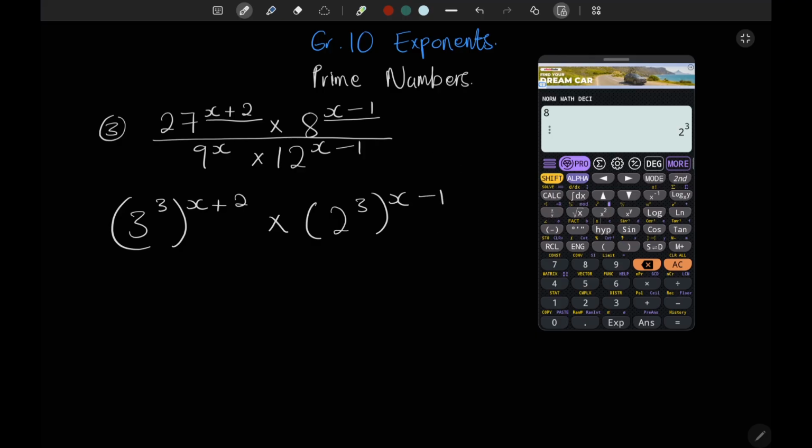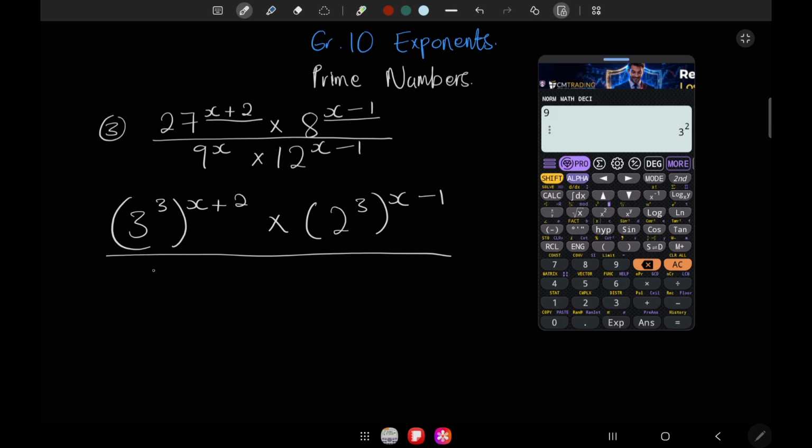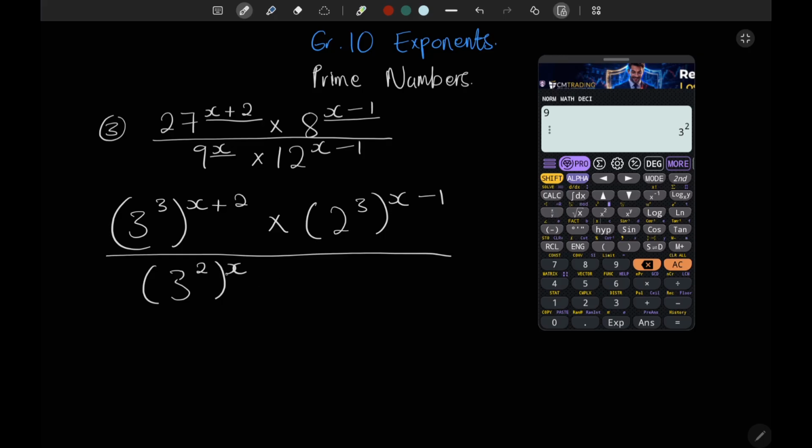Guys, sometimes you have numbers like 5. Let's try 5, shift fact. It's just 5. So if you try to break down a number and you don't get an answer, then it can't be broken down. Let's move to the denominator. We have 9^x, and 9 can also be written as a product of its prime factors. We get 3 squared. Let's account for the exponent, x. Times 12. Let's break down 12, shift fact. We get 2 squared times 3. Let's account for the exponent, x minus 1.